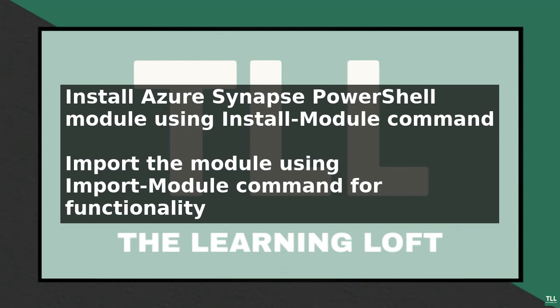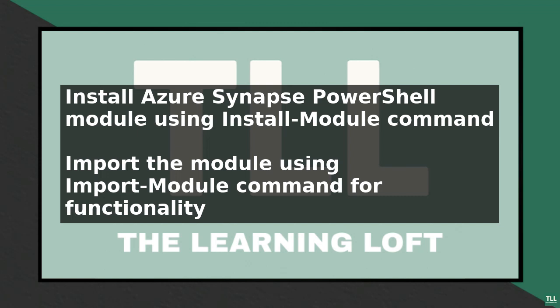First, we need to install the Azure Synapse PowerShell module. You can do this by running the command Install-Module -Name Az.Synapse in the PowerShell console. Once installed, you can import the module by running Import-Module -Name Az.Synapse.